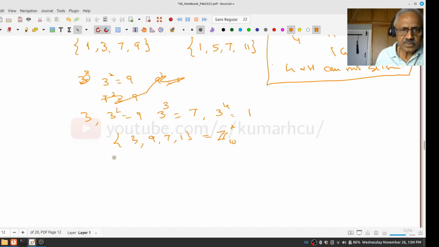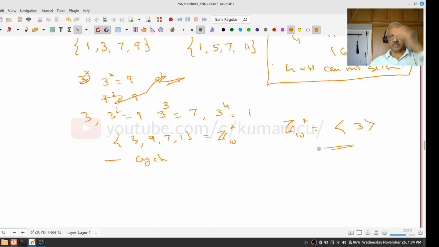Therefore, this is cyclic because Z10 star is generated by 3. Right?